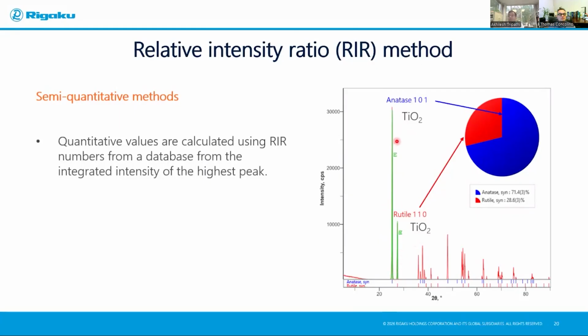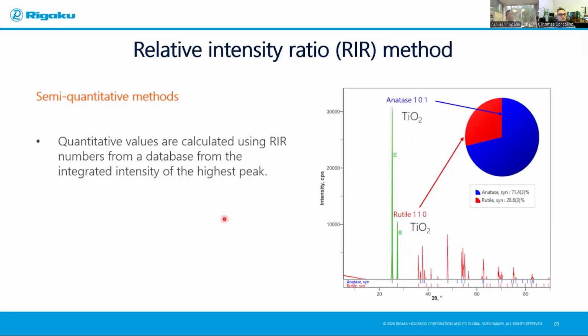And now, as we know, these phases have an RIR. So essentially, using the scale factor, because they have the common denominator, just by using a single peak of each, we can tell the percentage of the two materials, i.e., the quantitative numbers as shown. So quantitative values are calculated using the RIR number from the database and the integrated intensity of the highest peak.